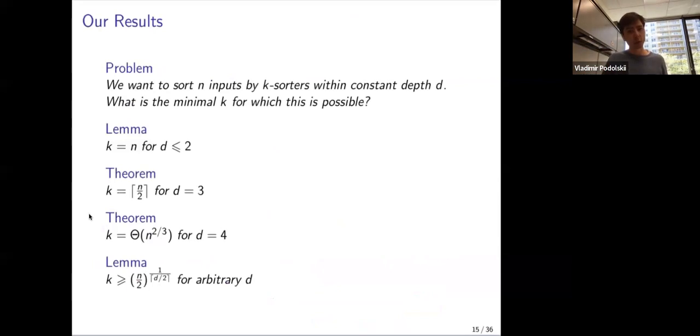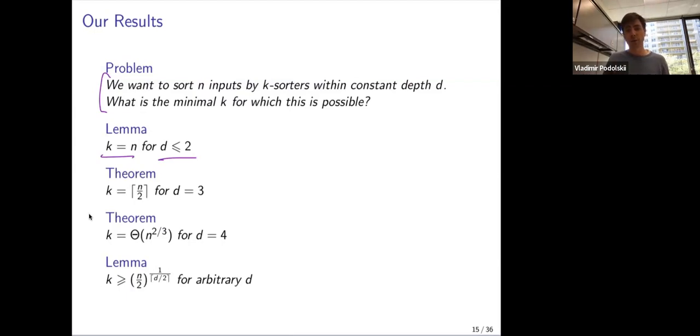So let's get back to our model. We want a sorting network with k sorters, and the depth is d, and we want to find the minimal k. These are the results. First, lemmas are simple results. Theorems are not that simple results. So for d up to 2, we can do nothing non-trivial. K must be equal to n. Of course, you can always sort with k equals n because just one gate sorts, one comparator sorts your whole array.